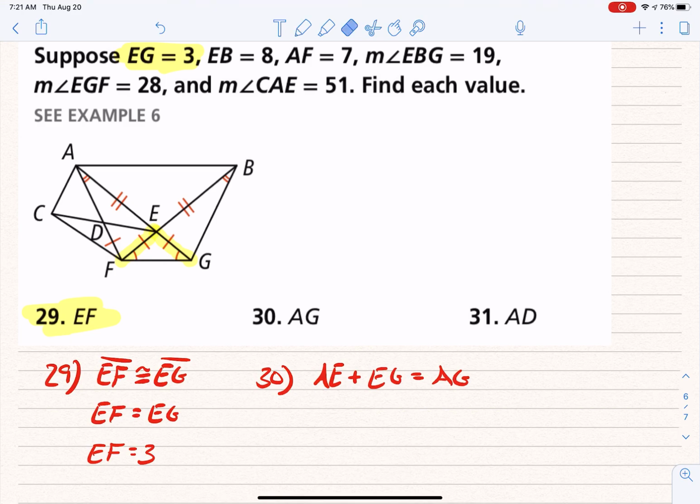We know AE right here is the same length as BE, and it tells us that EB or BE is 8. So therefore, I know that this part is 8. Now, we just saw earlier how big EG was. That's 3. And so we know that those two are going to add up to be whatever the length of AG is. So therefore, the length of AG is equal to 11.